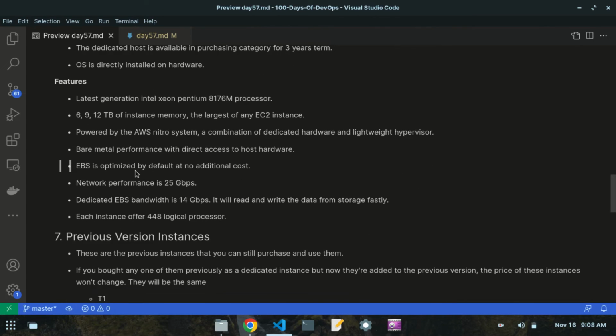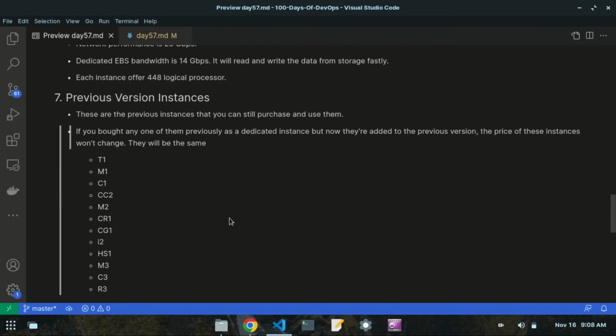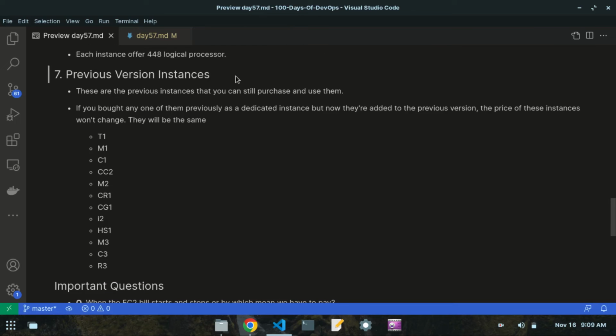So EBS is optimized by default at no additional cost, alright? And the network performance is 25 Gbps, and the dedicated EBS bandwidth is 14 Gbps. So it will read and write the data from storage fast, alright? So each instance offers 448 logical processors, alright? So now let's take a look at the seventh and the last type of the instance, that is previous version instances.